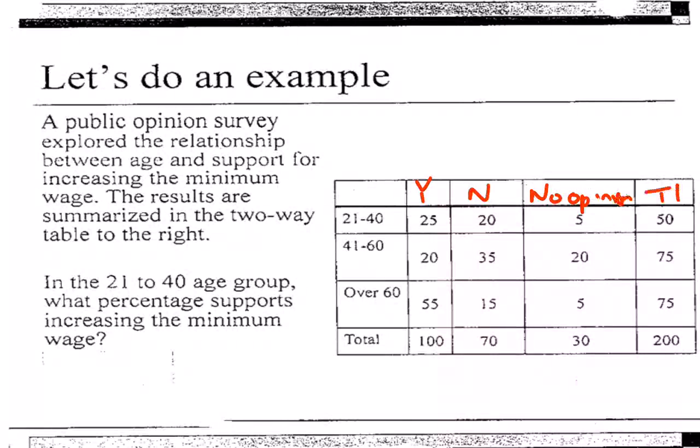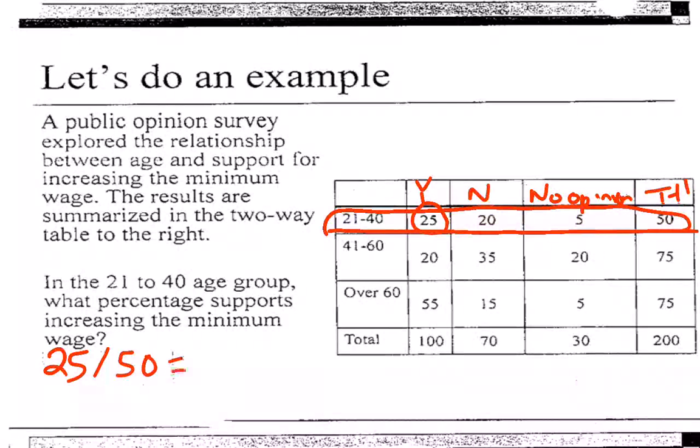My last one is my total. The results are summarized in the table to the right. In the 21 to 40 age group, so that's here, what percentage supports increasing minimum wage? So I'm not caring about the rest of my table. All I'm caring about is this top row, 21 to 40. And I say, what percentage supports? So that would be yes. So that would be 25 divided by my total, which is 50. And that is half of what I'm talking about, so that would be 50%.